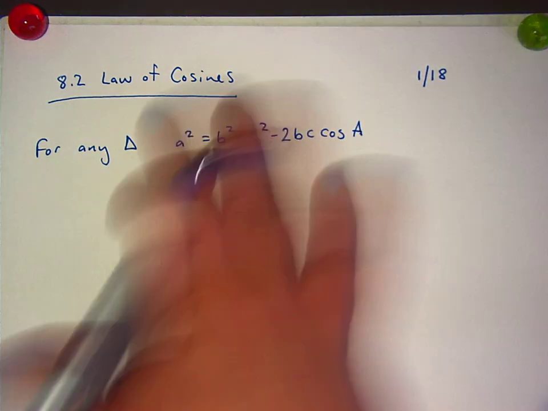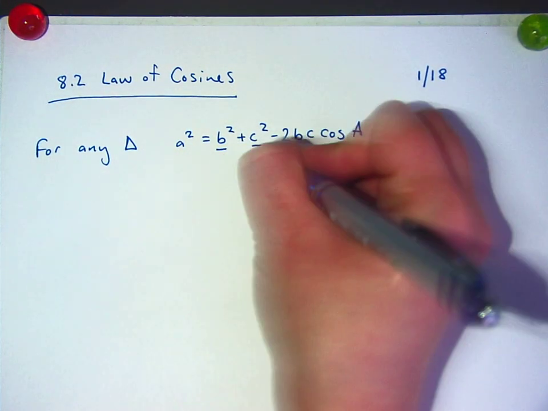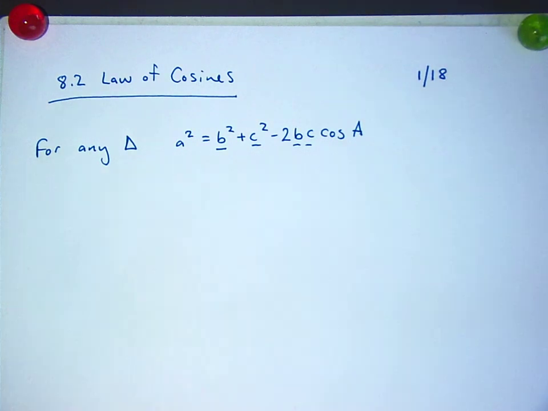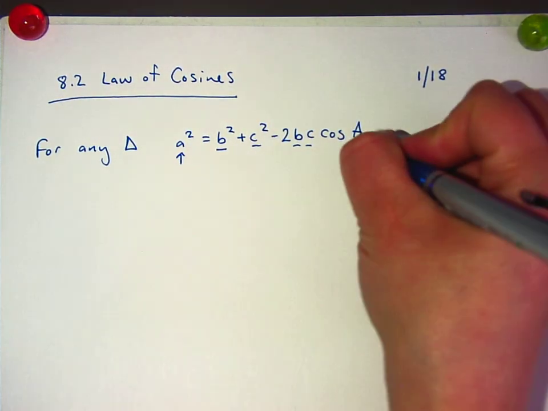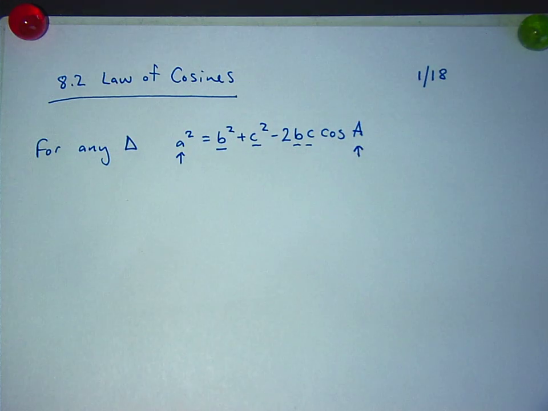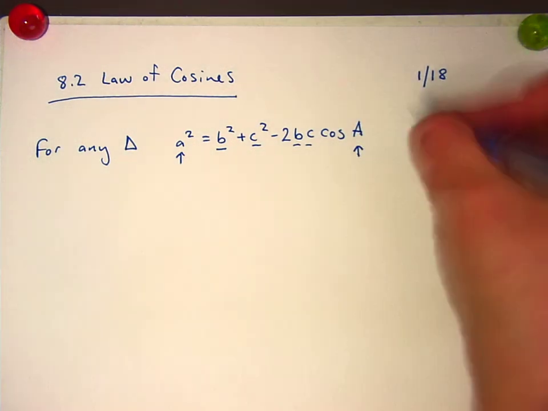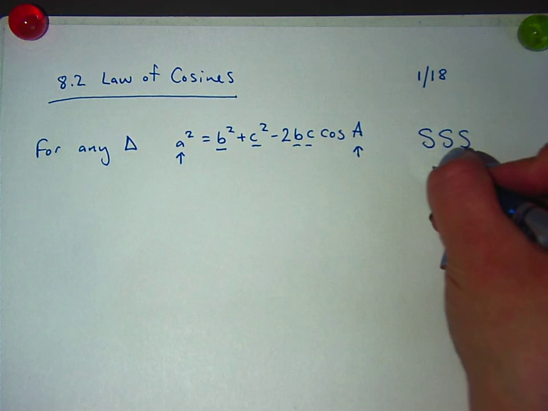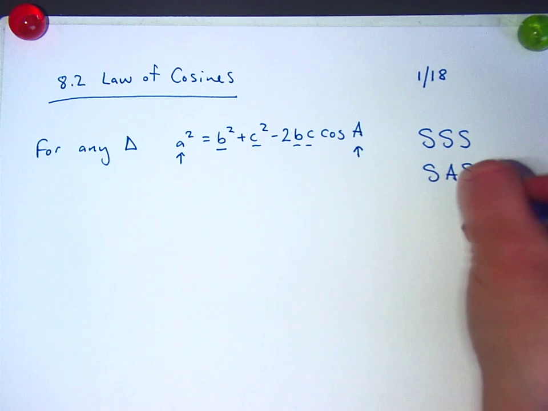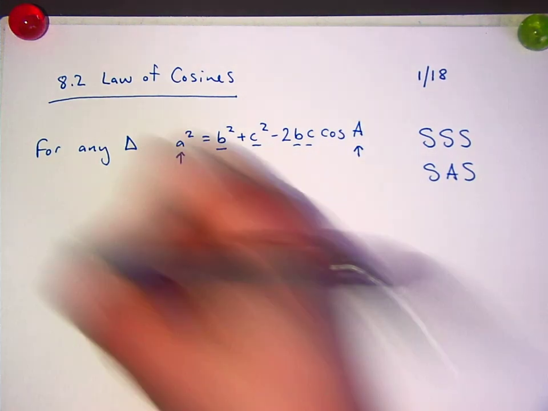You can switch up these numbers any way you want, but it is important that if this is B and C, then that is B and C. And that if this is side A, the angle that's in here is the one that's opposite that. This is used specifically in two circumstances: when you have side, side, side, or side, angle, side. So let's do an example.